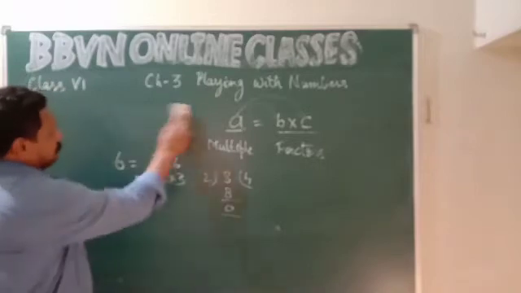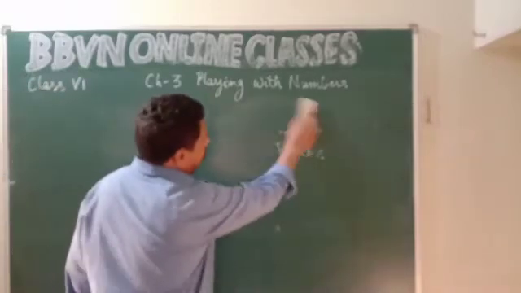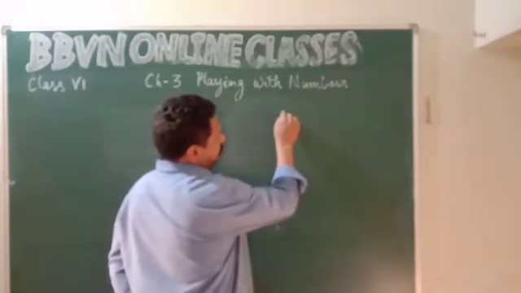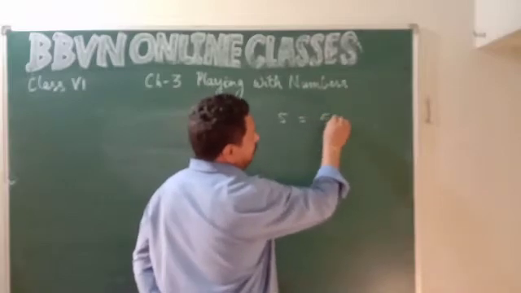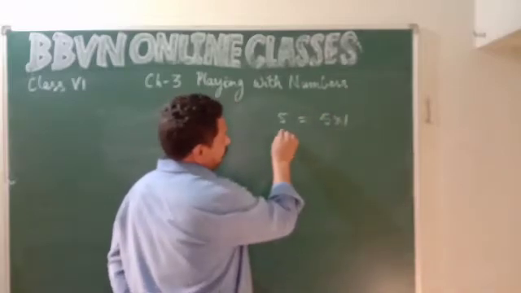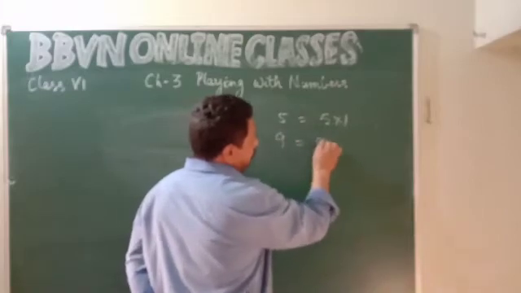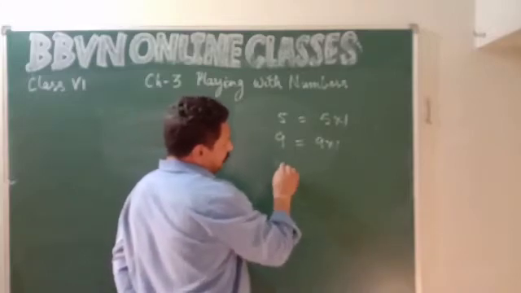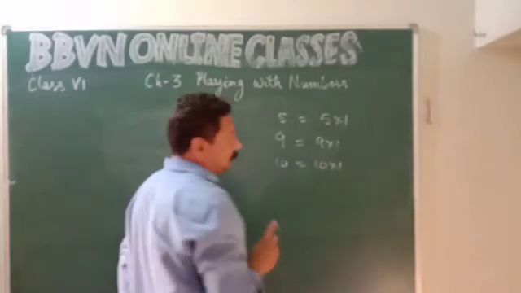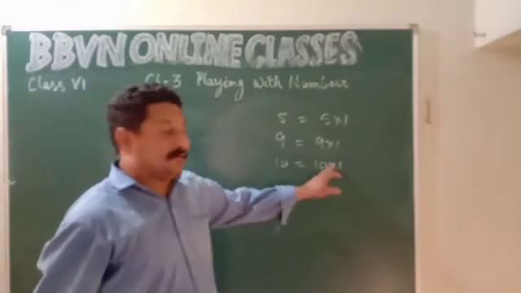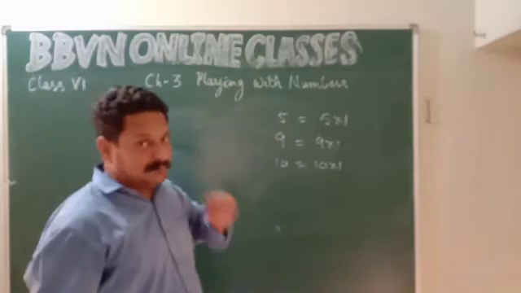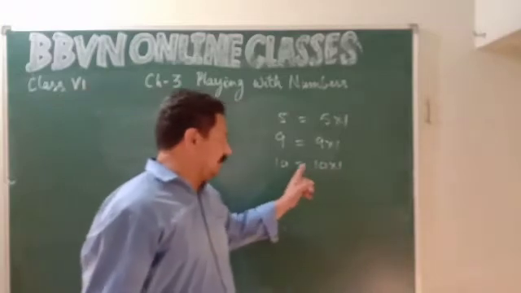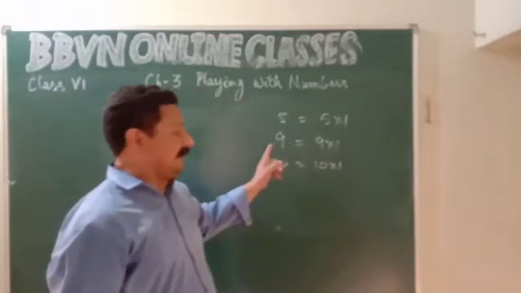Right? So, let's see. If you take any number, suppose I take 5, I can write 5 as 5 into 1. If I take say 9, I can write it as 9 into 1. Suppose I take number 10, I can write it as 10 into 1. So we know that 1 is a factor of every number. And one more thing, every number is a factor of itself.